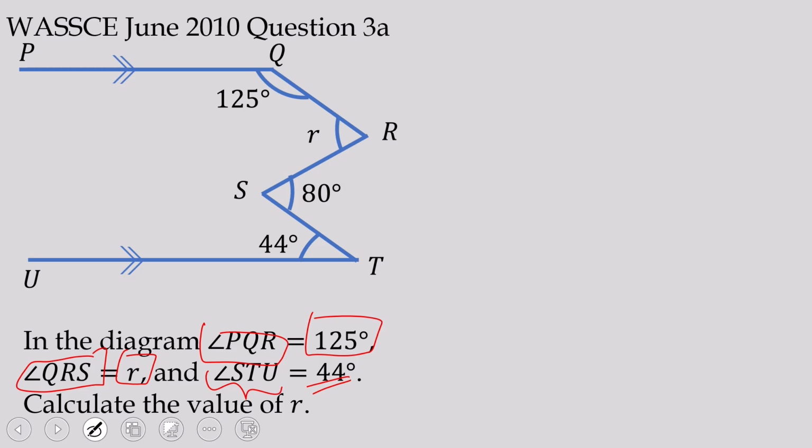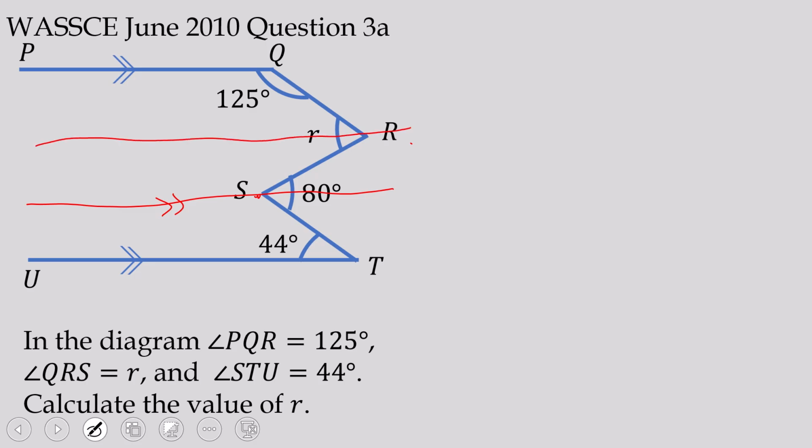Now to solve for this, first we are going to introduce a straight line over here, and this line passes through this point over here, and it is parallel to the other two lines. Then we will introduce a third one, like this, and it is also parallel to the other two lines over there.